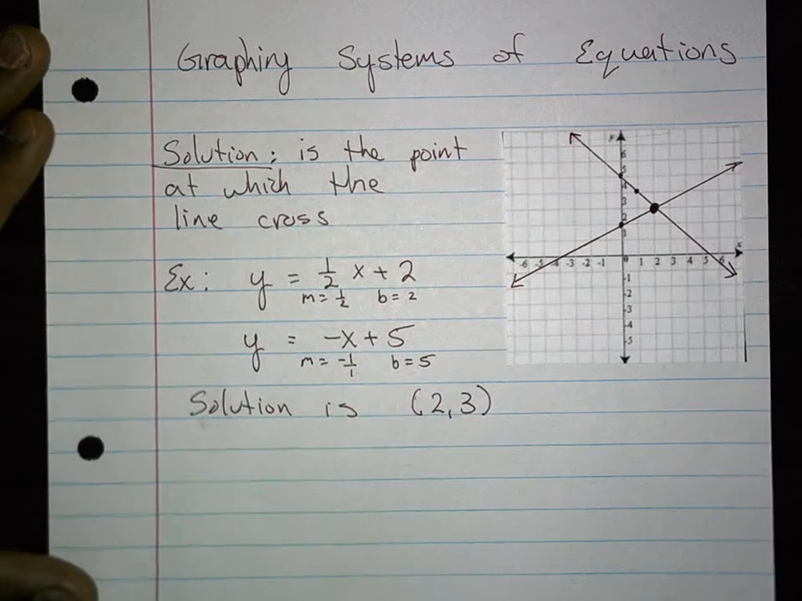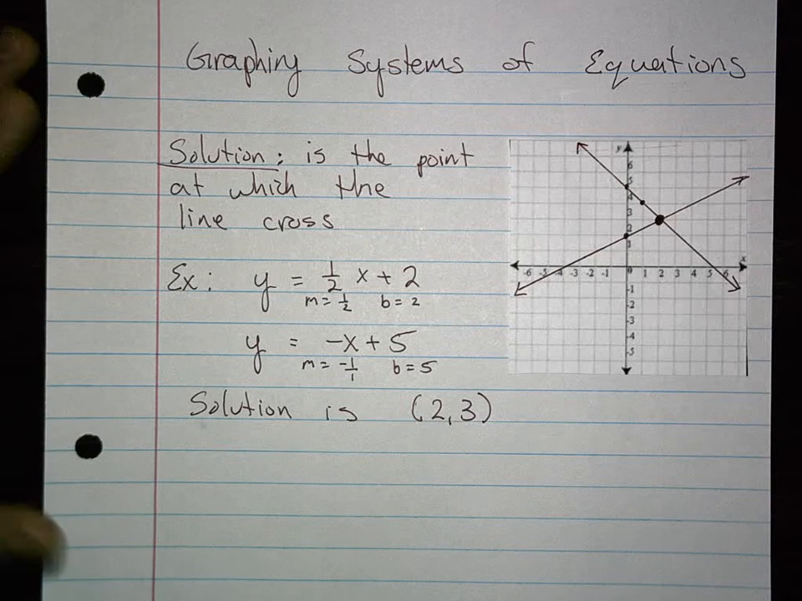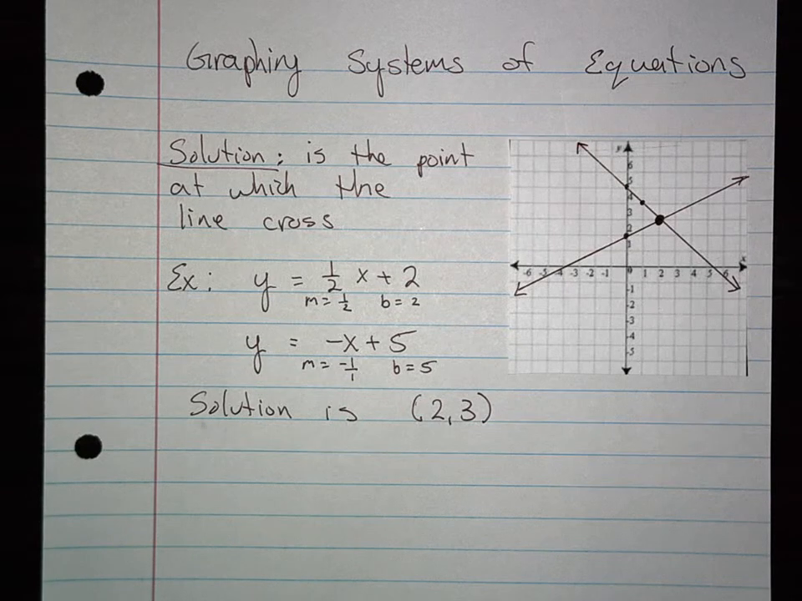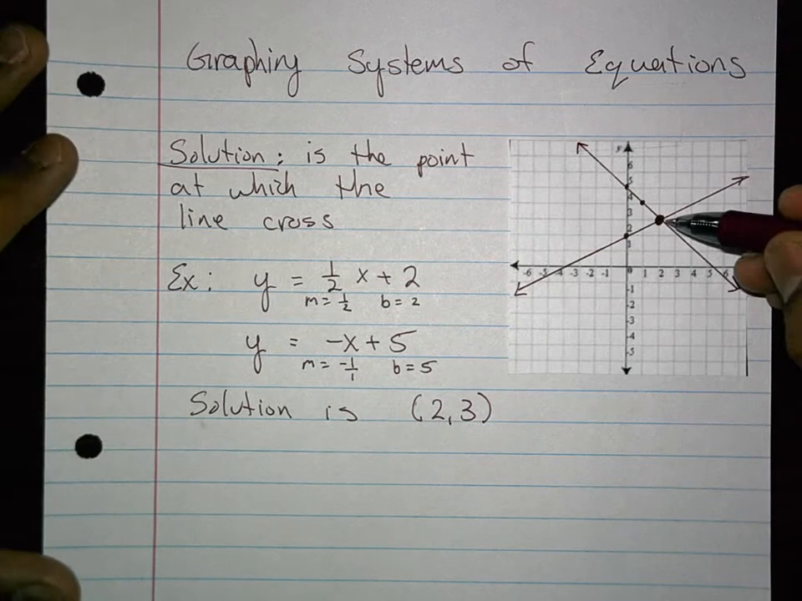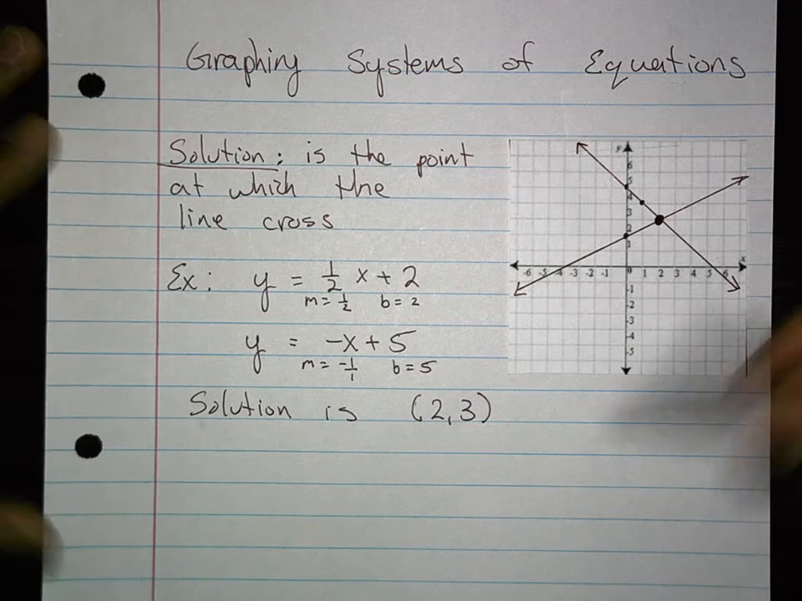(2, 3). So to solve a system of equations by graphing, you graph the two lines individually, look where they intersect, and label that coordinate point as the solution.